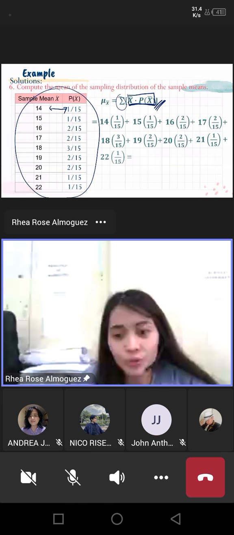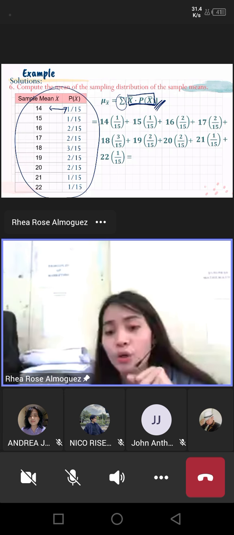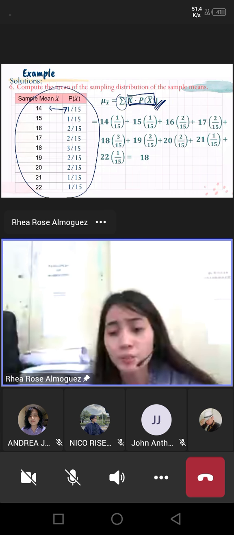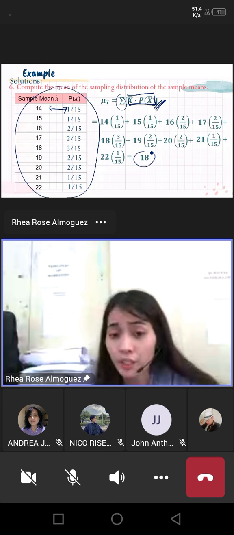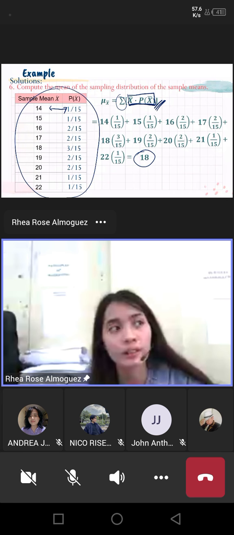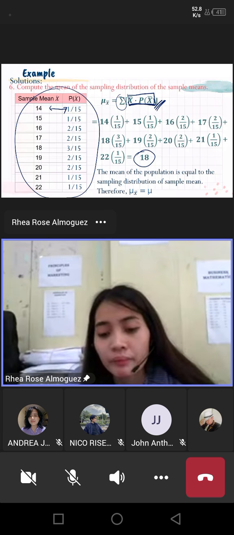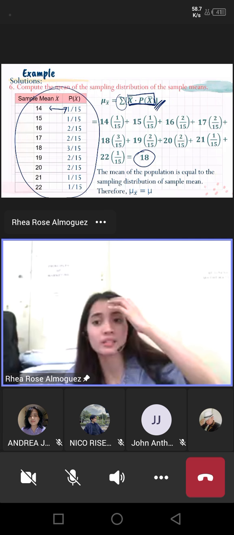Okay? So, if we're going to solve or to use our calculator, makukuha din natin si 18 as the value of the mean. Okay? So, naging same siya kanina sa population ng 10. Okay, meron tayong later theorem na regarding the with and without replacement. Okay? Alright, so we can conclude here that the mean of the population is equivalent to the mean of the sampling distribution of the sample mean. Kasi same lang yung nakuha nating answer.